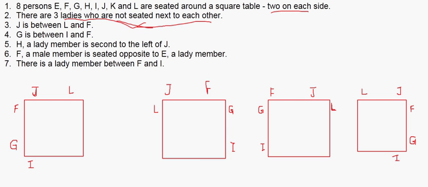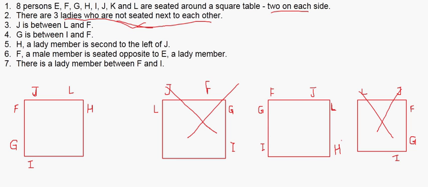Then the next statement says H, a lady member, is second left to J, right? So H is a lady member who is second left to J. Can we place H here? We can, yes. Can we place H here? No, because already G is there, so this is checked out, right? So this is not possible. Here it is possible, right? It is H. Here it is again not possible. So now we are left with only two cases, right?